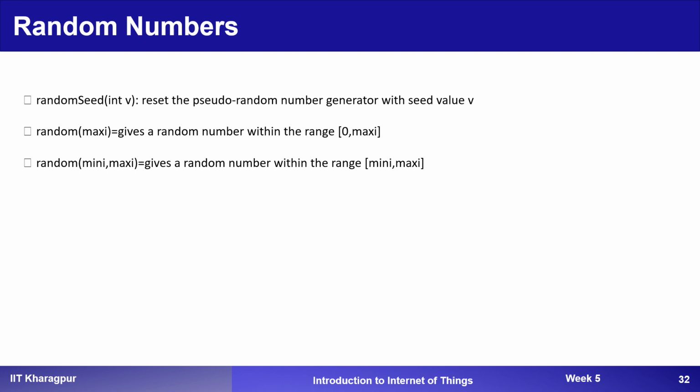Now the random numbers. Three different kinds of functions can be used in order to generate random numbers. First one is randomSeed(v). This will reset the pseudo random number generator with the seed value v. Then random(max). It will give a random number within the range 0 to max. For example, if you are giving random(7), this function will generate a random number between 0 and 7, where 7 is not included. Next one is random(min, max). This function is going to generate a random number within the range min and max.